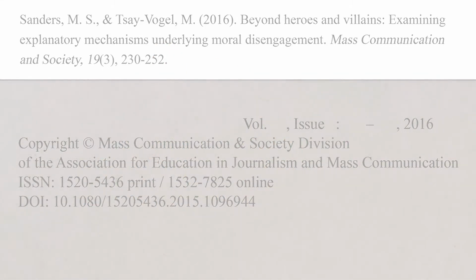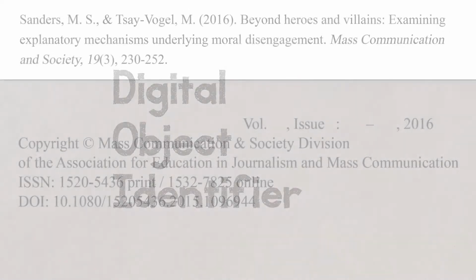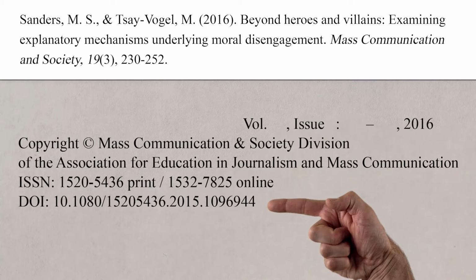Okay, now let's check if your article has a DOI. That's a Digital Object Identifier. It's a unique string of code that your audience can use to quickly and easily track down your references. If the article was published after about the year 2000, it probably has one. This article has it right here.